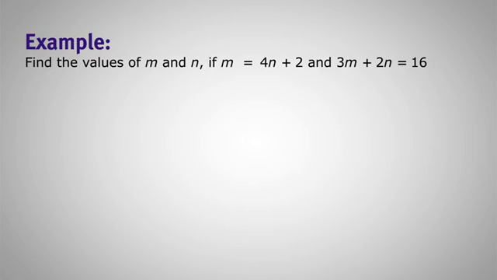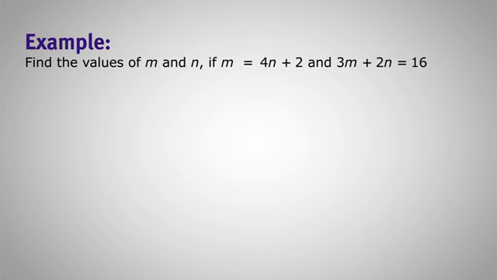Now that you've seen how combination works, let's try an example that's going to illustrate how the substitution method works. The example reads, find the values of m and n if m equals 4n plus 2 and 3m plus 2n equals 16. Using substitution, we're going to solve one of these equations for one variable in terms of the other, and then substitute that expression into the second equation to solve.